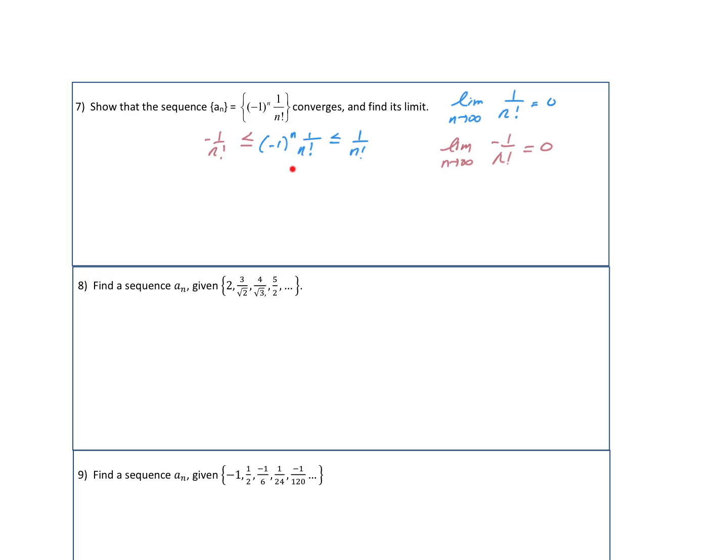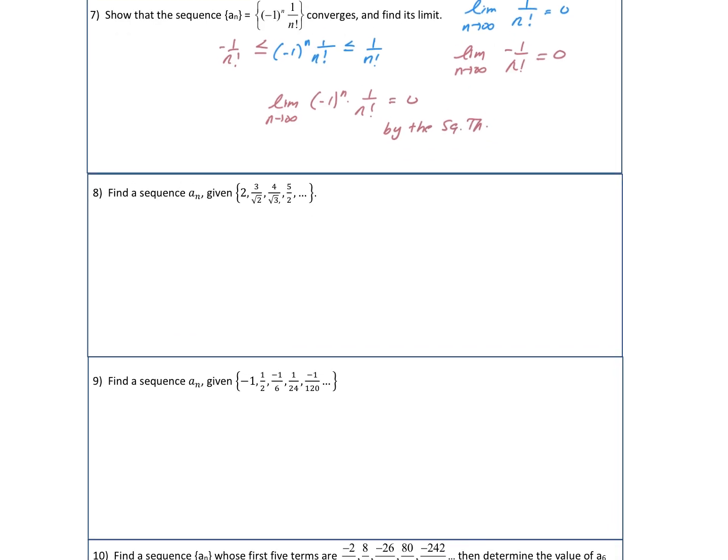So let's take a look at this in here. If n is odd, this is negative, so this would be equal to this. That's the equal portion of it. If n is even, this is positive, this will always be greater than that. So I squeezed this between these two functions, and I know the limit of each of these two functions as I go to infinity: both go to 0. So we can say that the limit as n goes to infinity of negative 1 to the nth power times 1 over n factorial also equals 0 by the squeeze theorem.